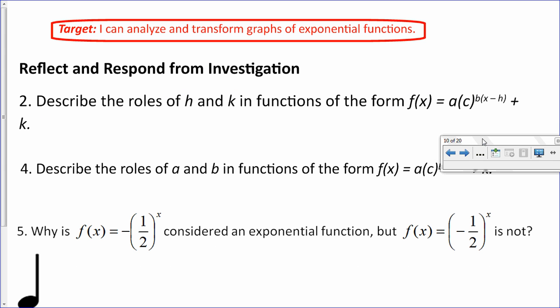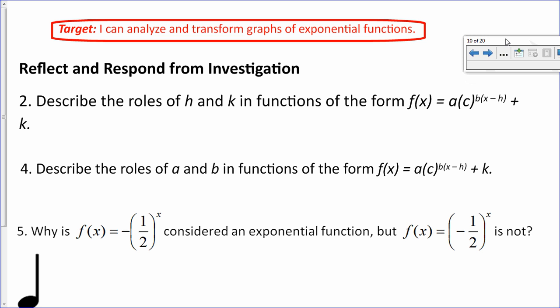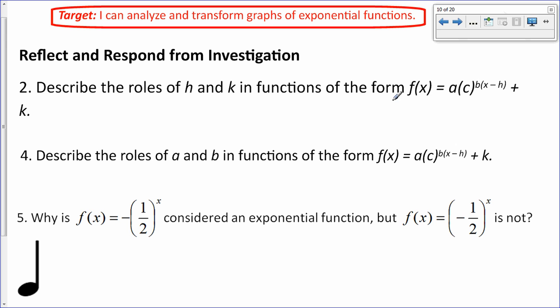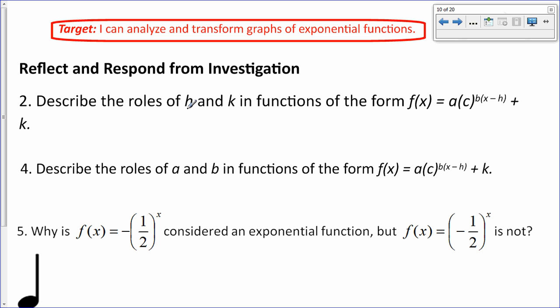Okay, let's move on with lesson 2. We're going to cover these reflect and respond questions, which should have been fairly familiar to you because we've already talked about movement within our basic graphs, and now we're just doing it with exponential graphs. So the first thing that we talked about is the roles of h and k in our functions of the form f of x equals a times the base to the power of b(x minus h) plus k. And you should have noticed that both h and k are your translations.